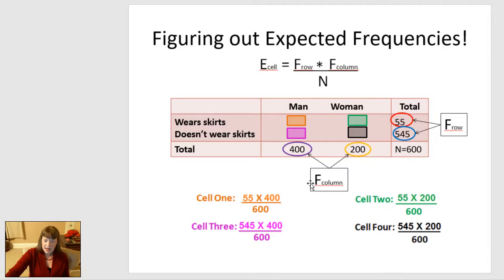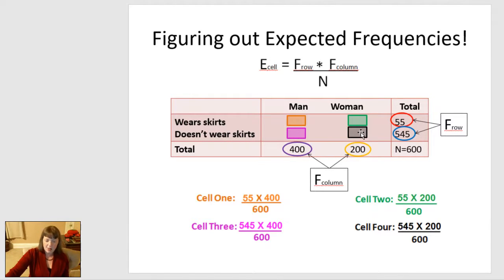So here I'm now creating my expected value frequency table. I take the marginal frequencies from my actual data. Here are the frequencies for the columns. I have 400 men and 200 women. That is the frequencies for the column variable of gender. Here I have the frequencies for the rows. 55 people who wear skirts, 545 people who say they don't wear skirts. This is the frequencies for the row variable of skirt wearing.